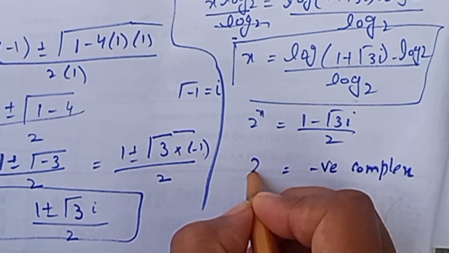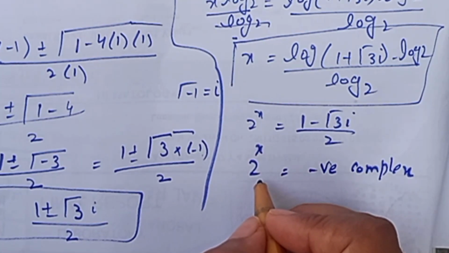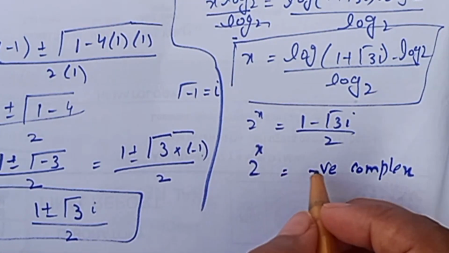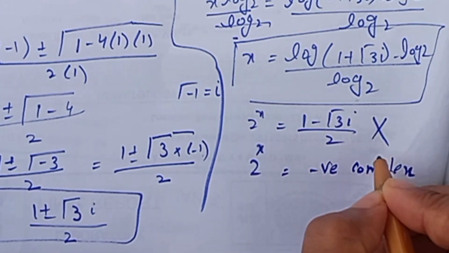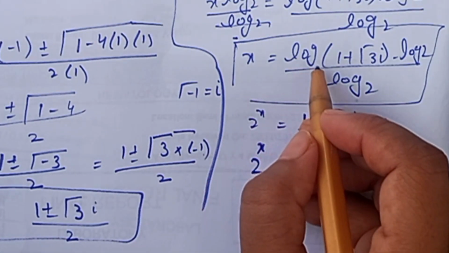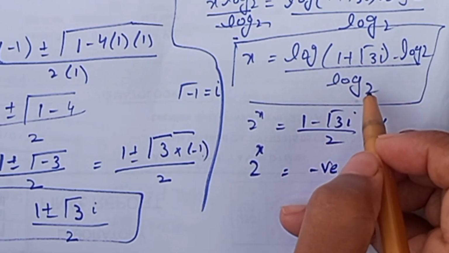If we solve this part, then we get a negative complex number. And look at the left hand side. This is in exponent form, and we know that an exponential number is not equal to any negative number, so we cannot consider this case. So the value of x is this, log of 1 plus square root 3 iota minus log 2 over log 2, and we have done.